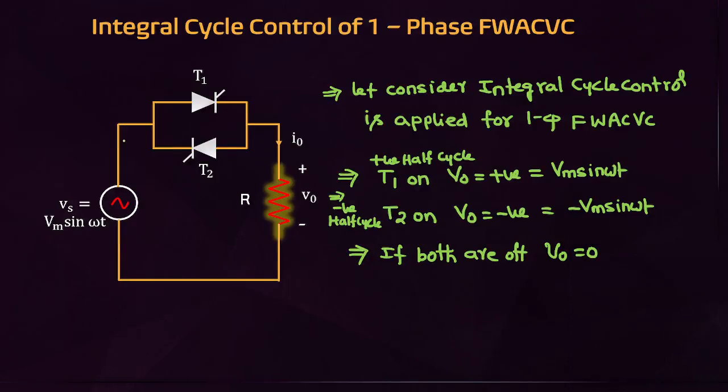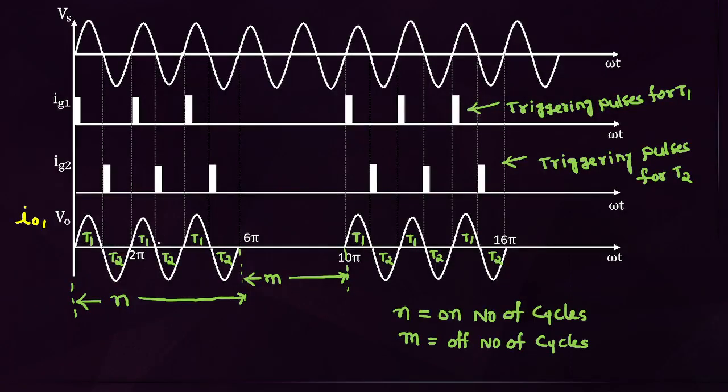Let us assume that we are applying this integral cycle control for full wave AC voltage controllers. Positive half cycle T1 is controlled, negative half cycle T2 is controlled. Again positive half cycle T1, negative half cycle T2. Like this, some cycles we are controlling the output voltage. During some cycles, completely off. This is on number of cycles. This is off number of cycles. Again on number of cycles, off number of cycles. That is the meaning. On, off. Some cycles we can control, some cycles completely off.